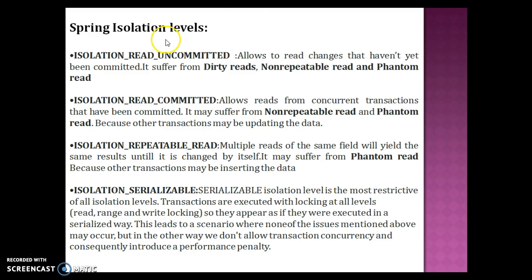To overcome these problems, Spring provides these isolation levels. The first isolation level is read uncommitted. The read uncommitted isolation level allows reading changes that haven't yet been committed. It suffers from dirty reads, non-repeatable reads and phantom reads. If you use this isolation level, performance will be faster, but if you are dealing with a concurrent transaction, multi-threaded environment, you may get these three problems: dirty reads, non-repeatable reads and phantom reads.